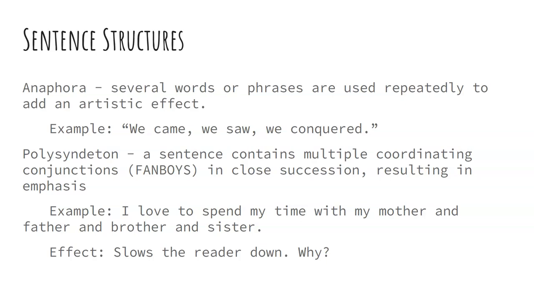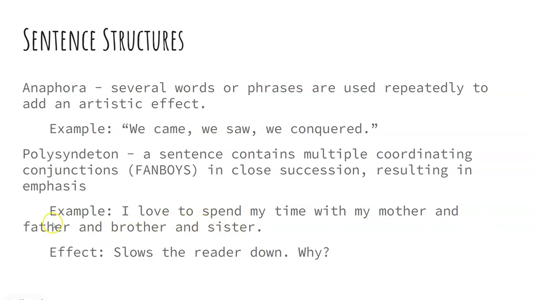Okay, the next one, polysyndeton. This is when a sentence contains multiple coordinating conjunctions. Poly means many. And remember, coordinating conjunctions are the FANBOYS, in close succession, resulting in emphasis. As an example: I love to spend my time with my mother and father and brother and sister. Normally we don't speak like this. Normally we would say mother, comma, father, comma, brother, comma, and sister.